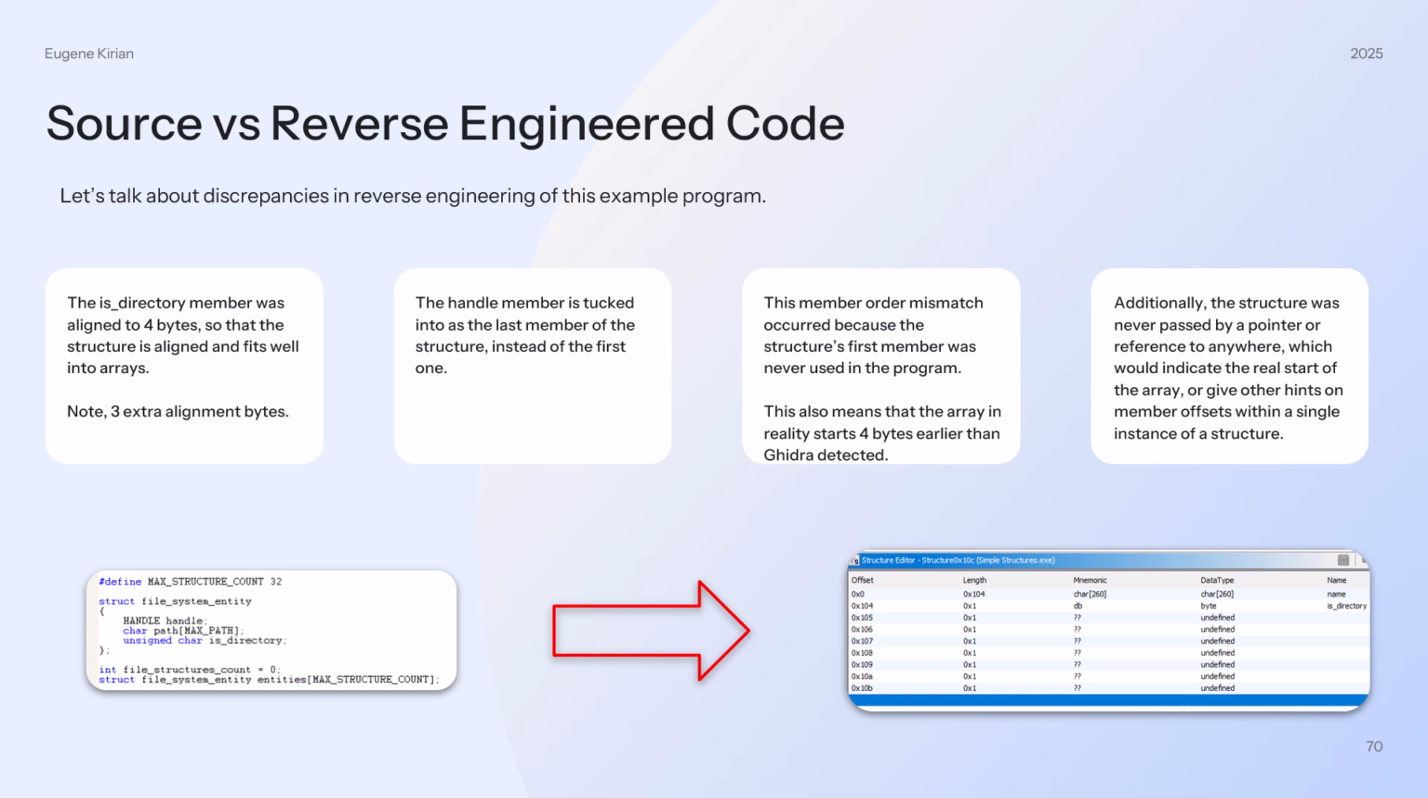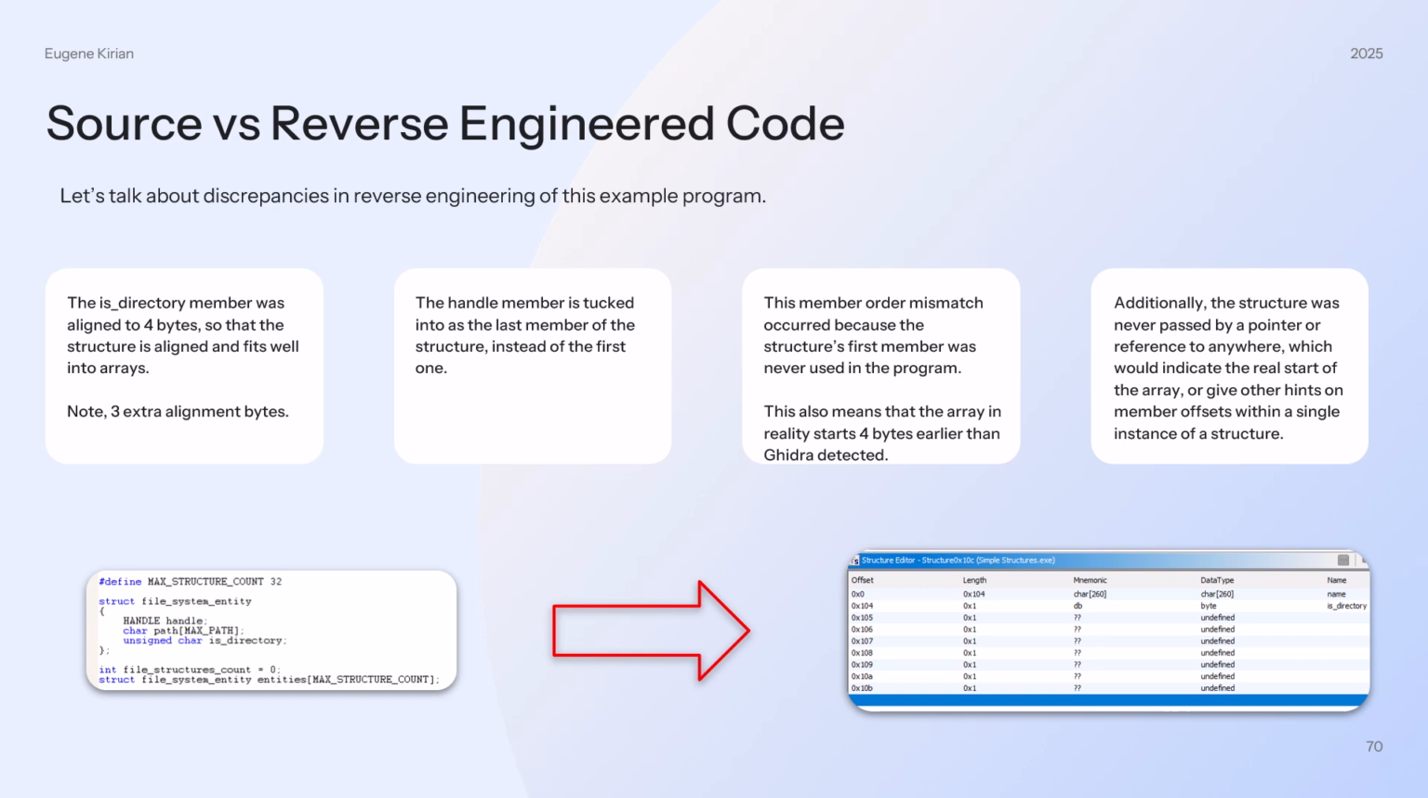First, the isDirectory member was aligned to 4 bytes, thus 3 padding bytes were added by the compiler. Second, the handle member was tucked in as the last member of the structure. Third, the member order is different in the reverse engineered structure because the first member was never used.